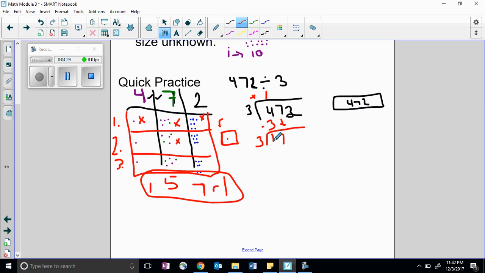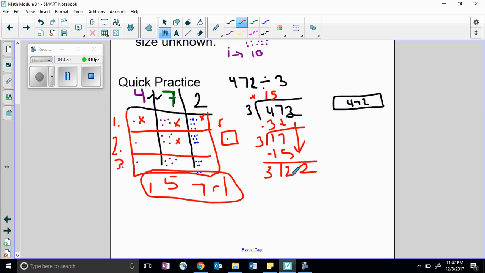3, 6, 9, 12, 15. Stop. Because if I go any further, it'd be too high. 5 times 3 is 15. Do a little subtract. Gives me 2. Notice I like to bring my arrows down so I know exactly which numbers I brought.